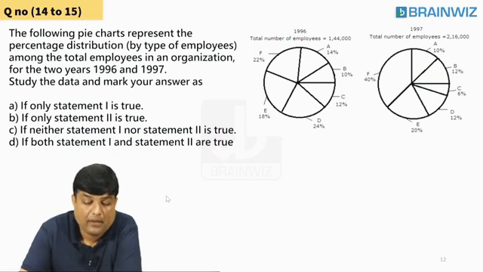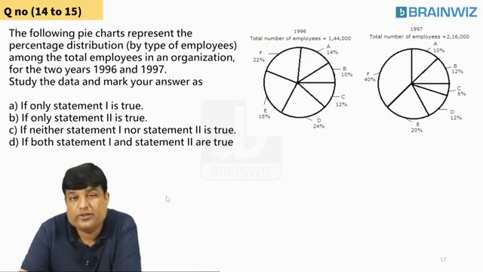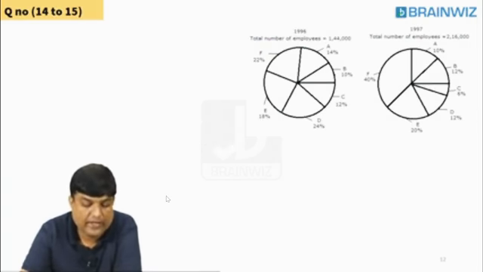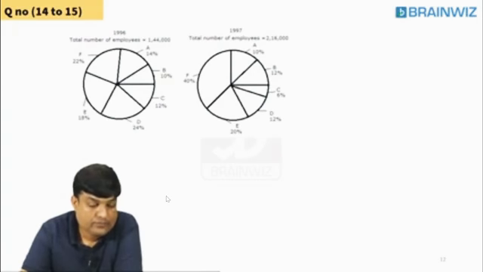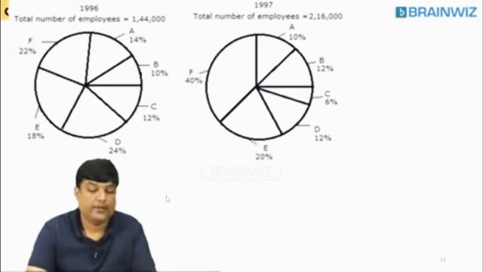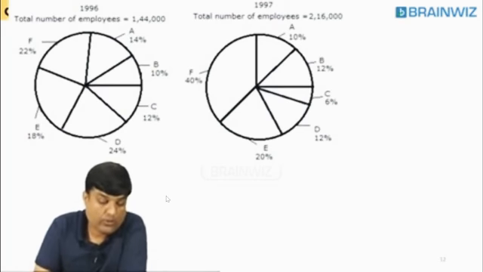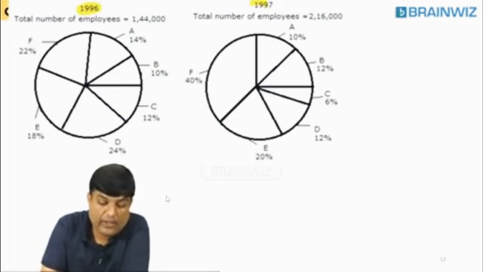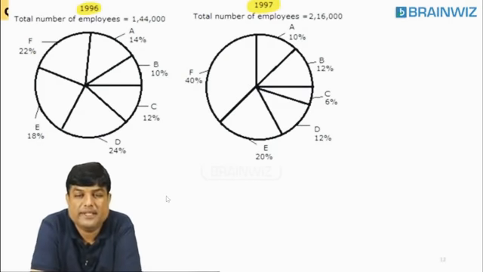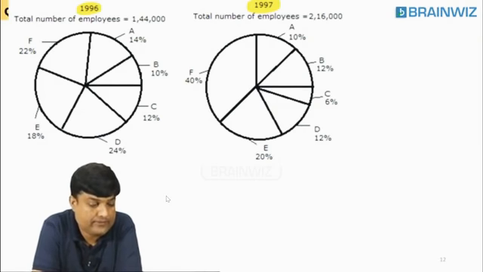What are these pie charts? Let's study these pie charts first, and later we will move to the kind of questions. What did he ask you here? Let me zoom in and show it to you. Guys, here there are two pie charts, one 1996 pie chart and one 1997 pie chart.